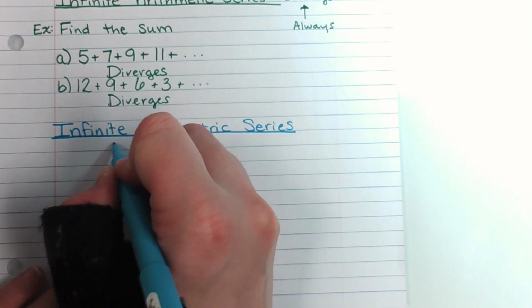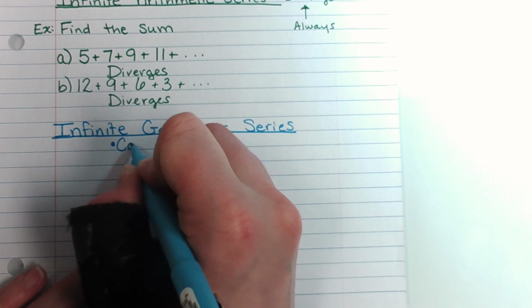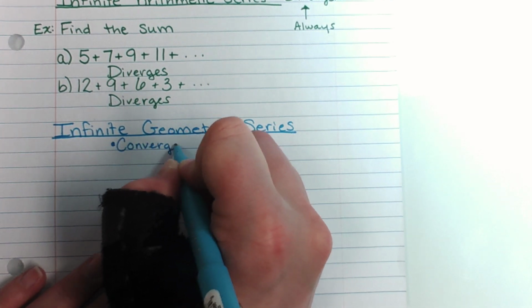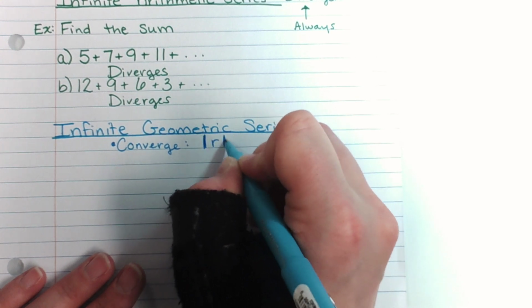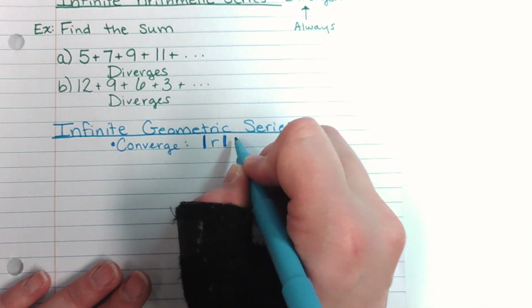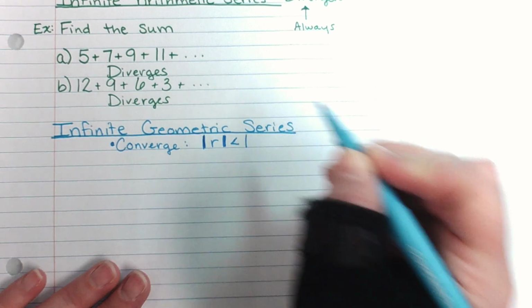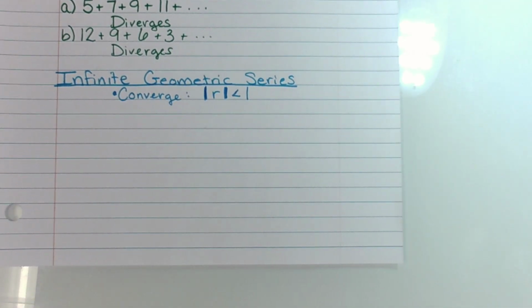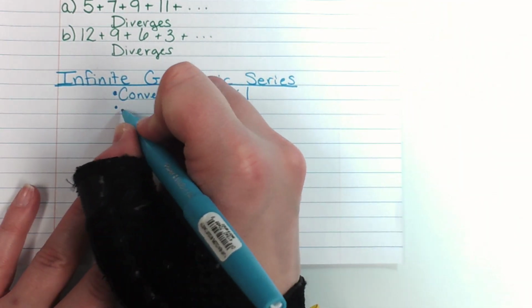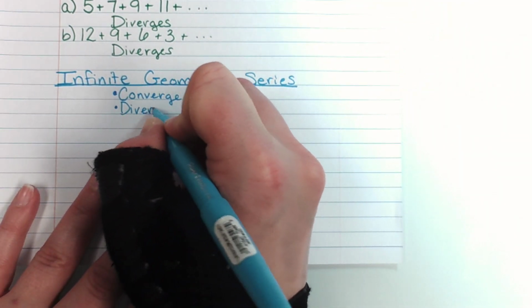So infinite geometric series will converge if and only if the absolute value of the constant ratio is smaller than 1. If the constant ratio is 1, it will not converge. If it's -1, it will not converge. If it's bigger than 1 or smaller than -1, it will not converge. In those cases, it will diverge.